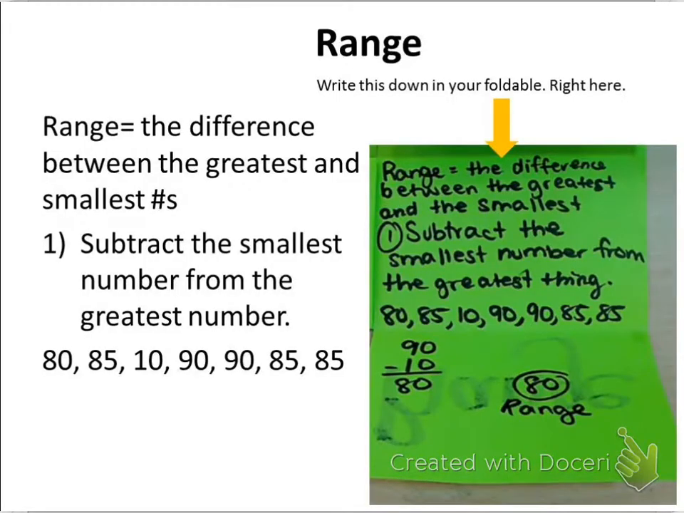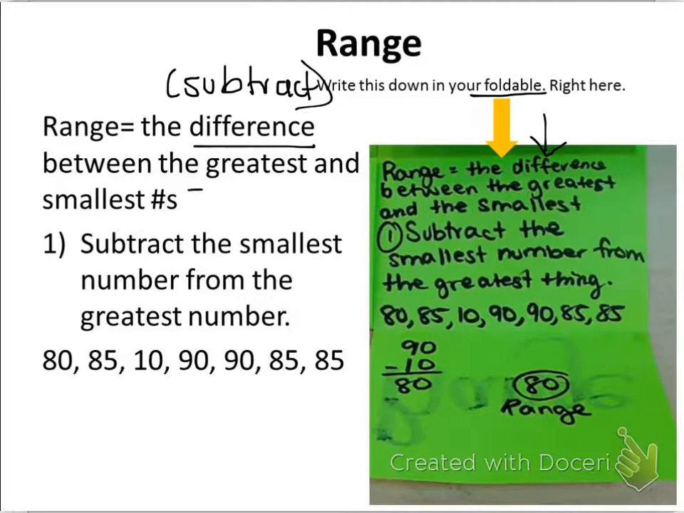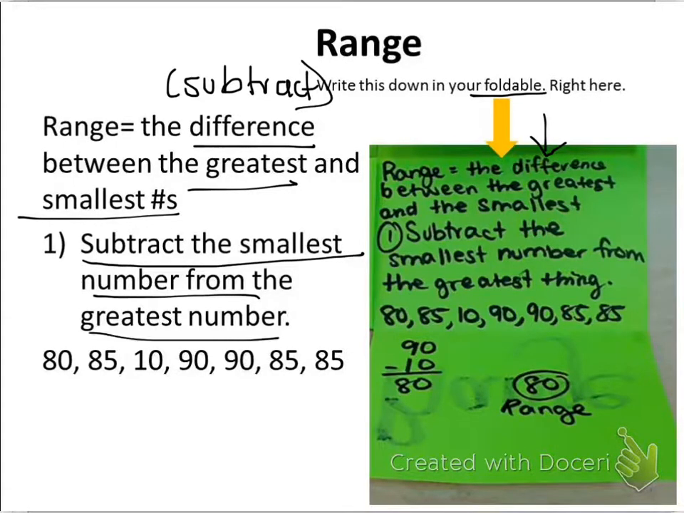Last one. Please go back to your foldable for the last time and open up the spot for the range. You're going to write all this down in your foldable right here. So range is the difference. When you hear difference, think subtraction. Difference between the greatest and smallest numbers. There's only one step for finding the range. You subtract the smallest number from the greatest number. So let's find it with this set of data.